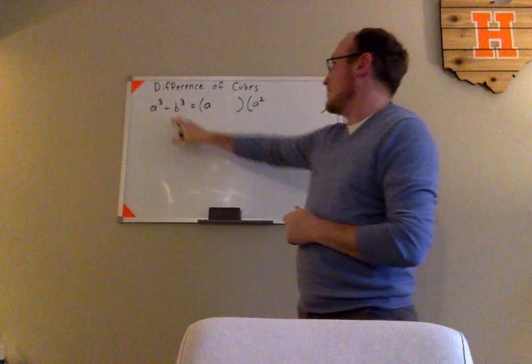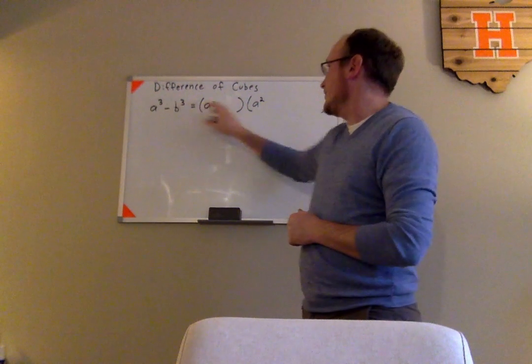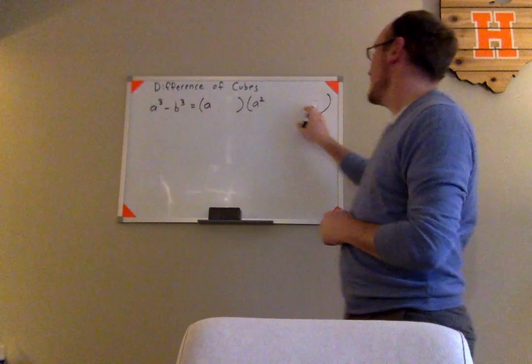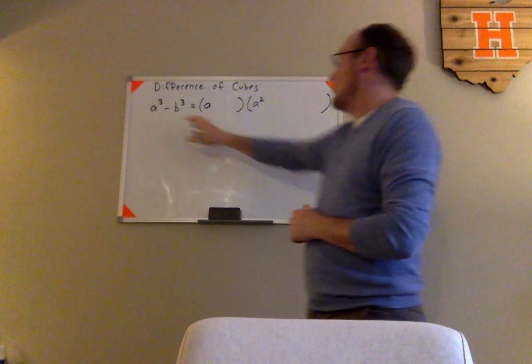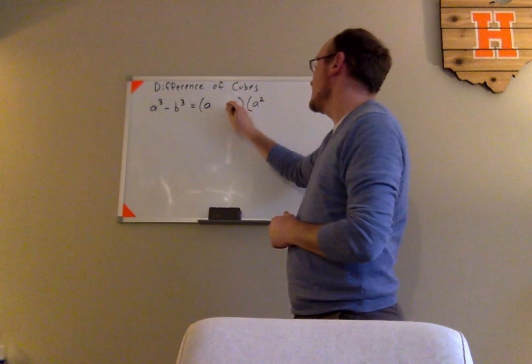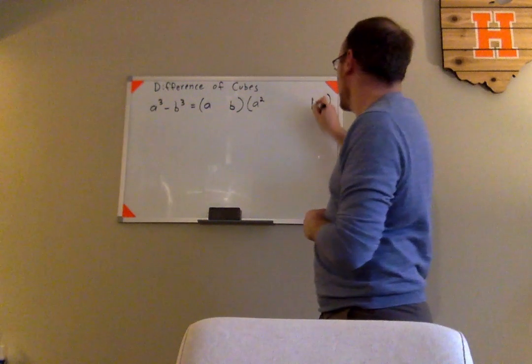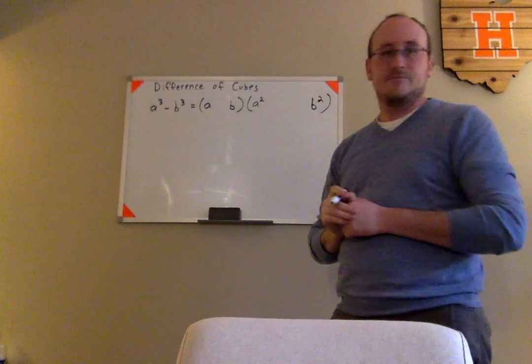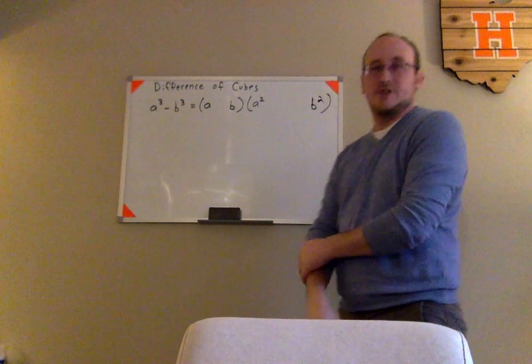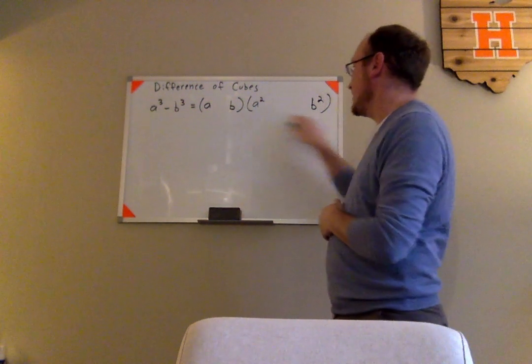I'm going to do the same thing with the last term here to fill in the last term of this binomial and the last term of this trinomial. One factor of b cubed here, that would just be b, and the other factors, b times b, would make b squared over here.